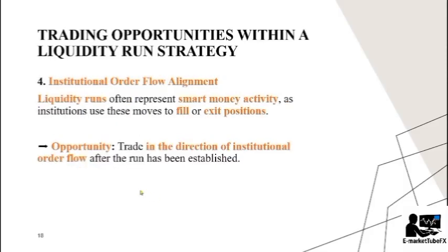So that is it. The fourth point has to do with institutional order flow alignment. Liquidity run often represents smart money activity, as institutions use the move to fill or exit positions. Trade in the direction of the institutional order flow after the run has been established. I've already explained this part. You just have to align yourself as they continue to sell the market. Just align yourself with the new trend which is happening. You don't sell against the trend. I've already demonstrated this part to you.